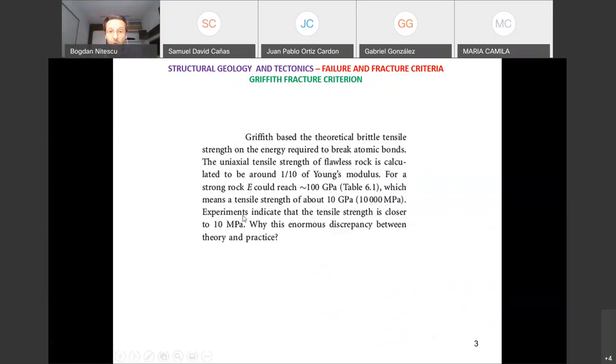So here we go into something called the Griffith fracture criterion. Now, Griffith was an aeronautical engineer, but a long time ago, like a century ago. And aeronautical engineers are very much concerned with the failure of materials, especially the materials that are used in building planes. And this is a very serious matter because the metal or the materials used to build planes must have a certain limit in the strength of the material. And in general, the tensile strength for any material is less than the strength under compression.